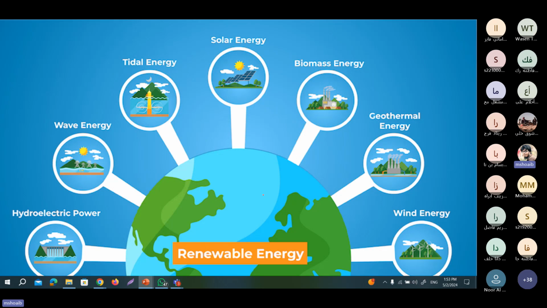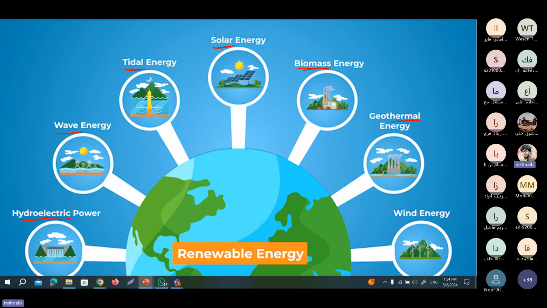And what are the renewable energy sources? Hydroelectric, which is actually the pressure of water. Wave energy, which is the wave of the water flow. Tidal energy, which is also inside the water; if you have a high speed of tide, that will generate some energy. Solar energy, which comes from the sun. Biomass, by burning usable non-carbon materials.